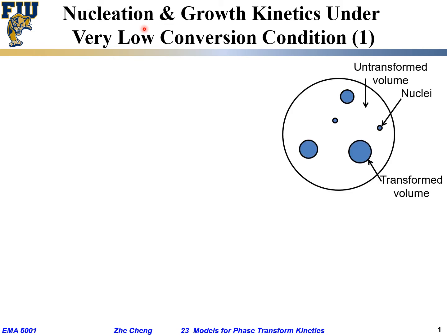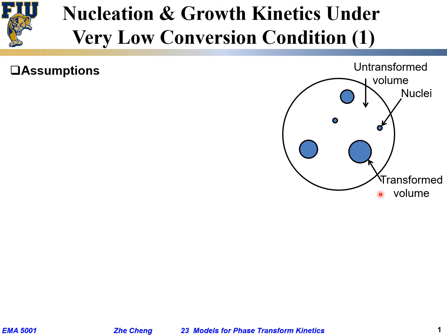Let's look at it. Let's say the large circle represents the initial material and the white portion represents the so-called untransformed part within the material. The small circles or spheres represent nuclei, and the small nuclei we put in blue represent a different phase, let's say the precipitate phase. Some of the nuclei would grow into larger spheres, and we call them transformed volume.